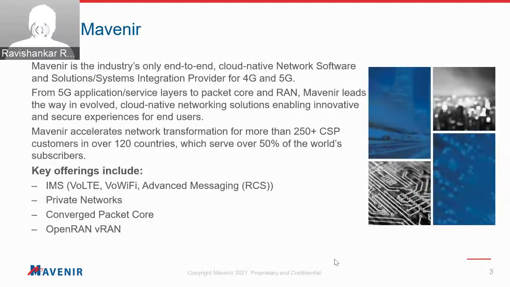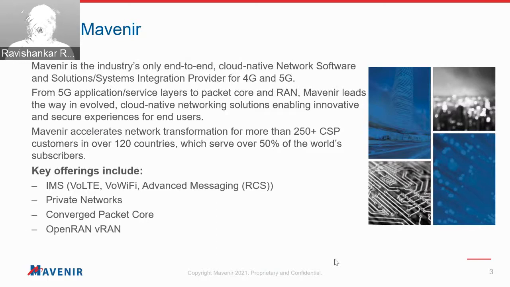So let me start by talking a few words about Mavenir. We were founded in the year 2005, and Mavenir has been in the mobile telephony space for about 16 years plus, and we have a huge product portfolio that comprises the products in mobile platforms, Access and Edge, Core, and mobile services. In addition, we offer a bouquet of services in the managed services space, professional services, and in the systems and service integration space.